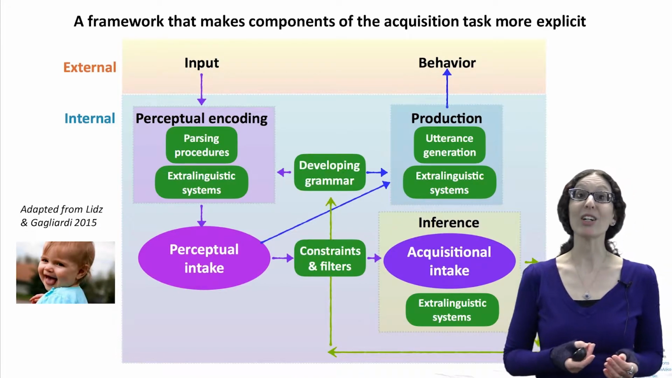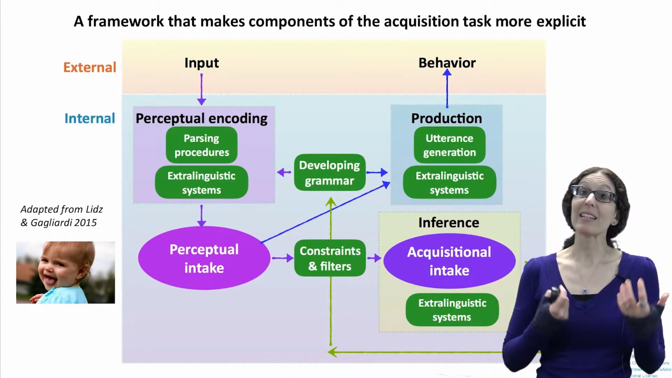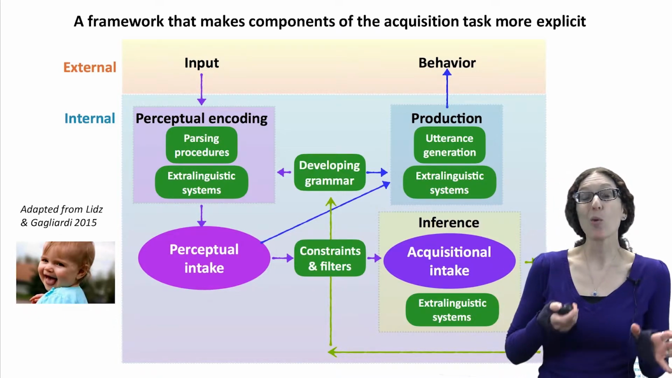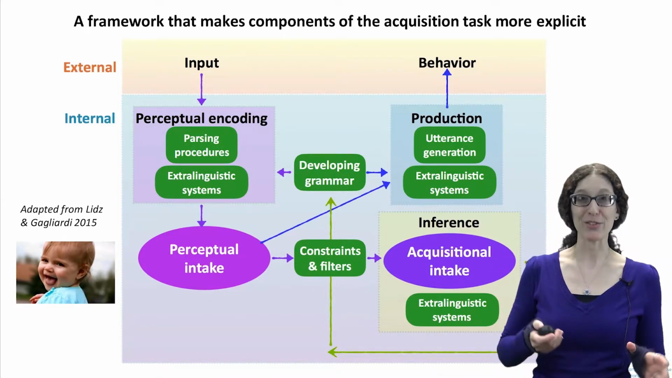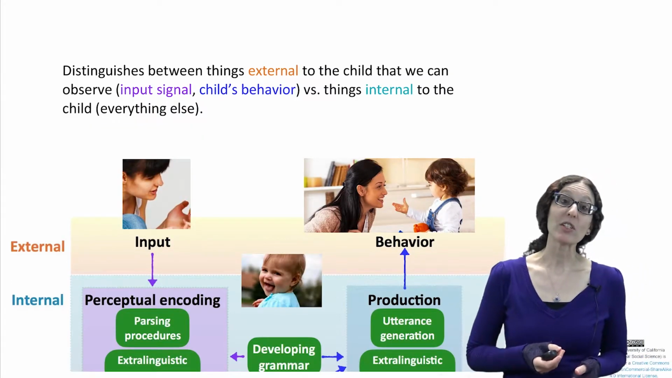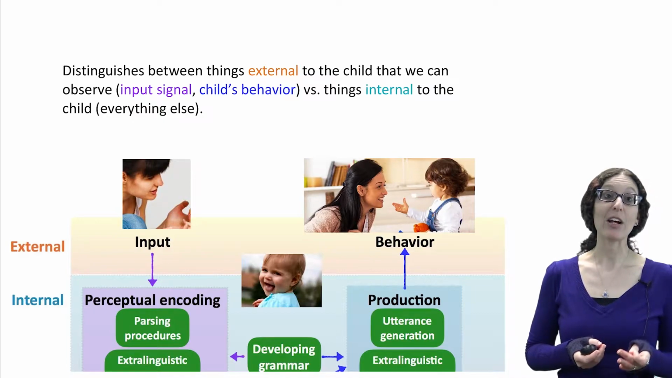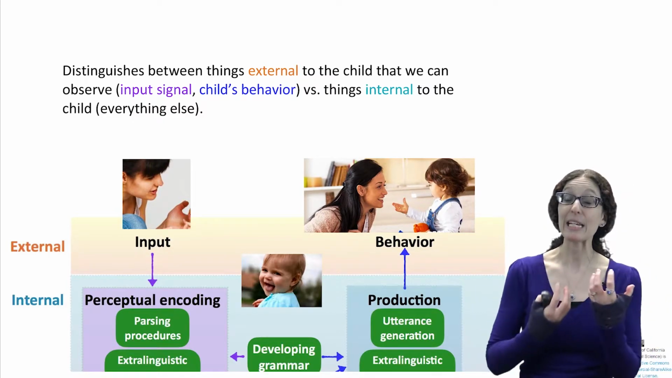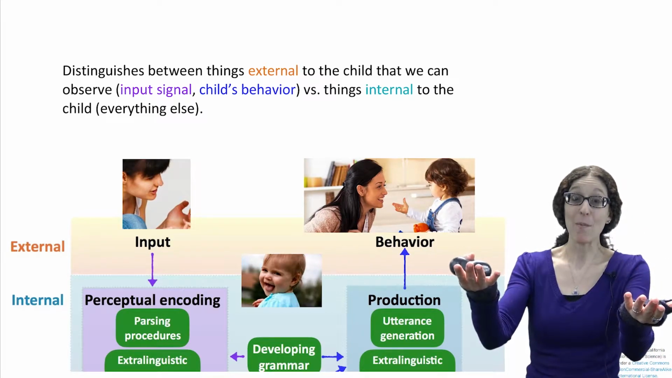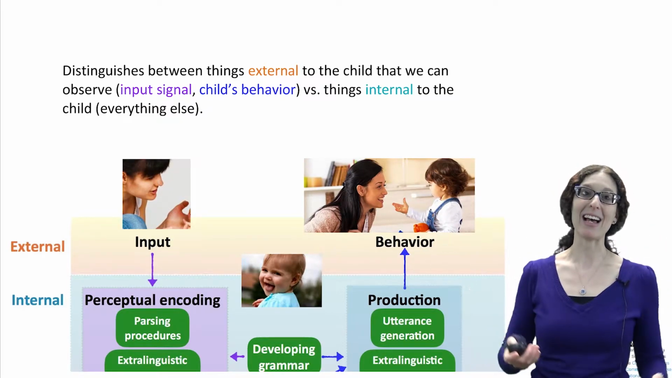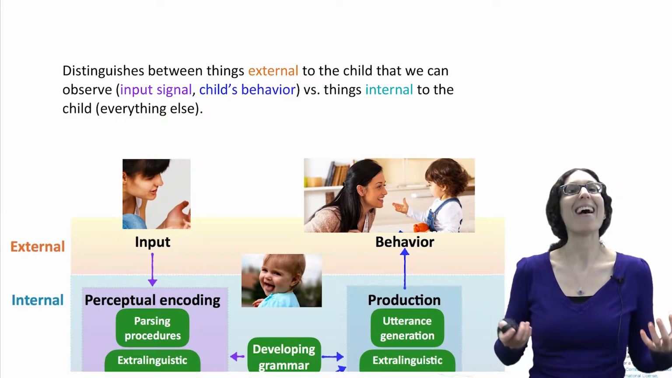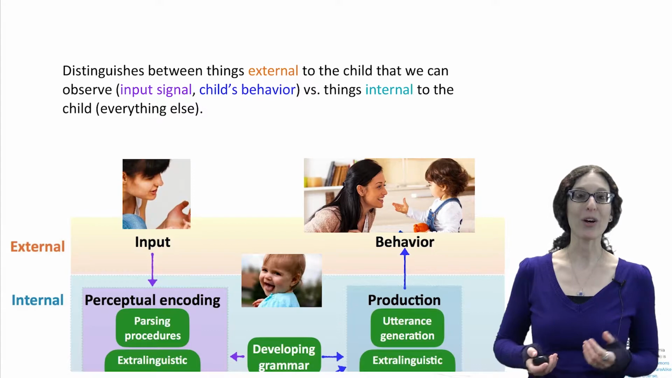And so this right here is a framework that I think is helpful for thinking about all the different pieces involved. And so we're going to walk through it because, as you can see, there's a lot of different things going on in it. So first, it distinguishes between things that are external to the child that we can observe, so things like that input signal that they're taking in, and the behavior that they're producing as the output, right? That's external. We can see that. Versus things that are internal to the child, which is everything else that goes on.